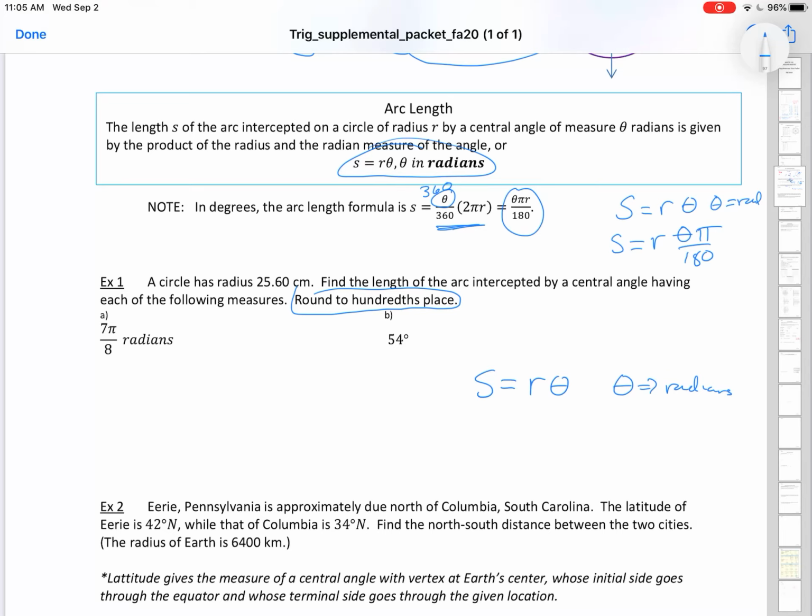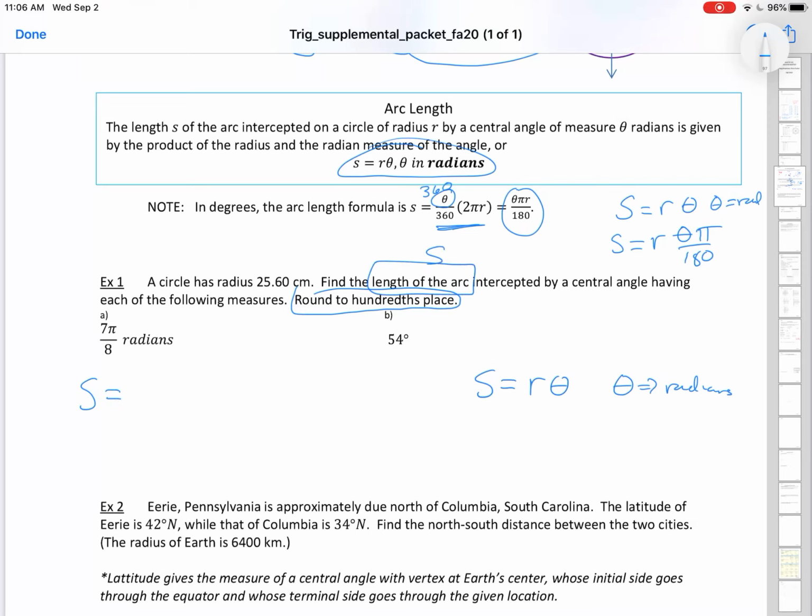So if we look at this example number 1, which will match many examples in the book, it says a circle has radius 25.60 centimeters. Find the length of the arc intercepted by the central angle. A central angle goes right through the middle. Having each of the following measures. 7 pi over 8 radians. They didn't have to write radians. No units means radians. But here's all they're asking us to do. They want the length of the arc. They want S. So S is equal to R, given to me, 25.60. And radians.